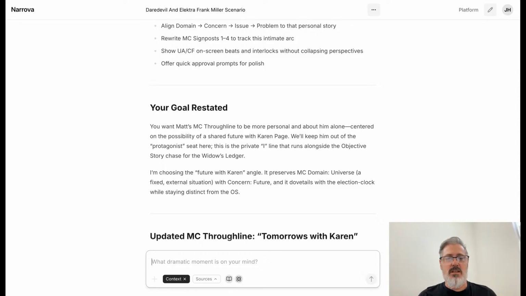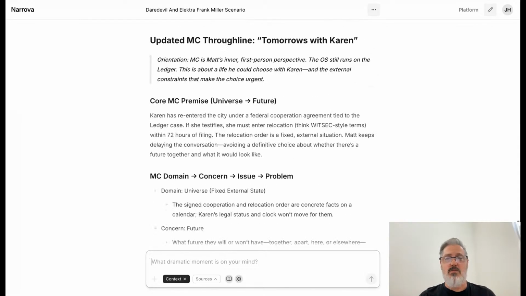So you want Matt's main character through line to be more personal about him alone, centered on the possibility of a shared future with Karen Page. We'll keep him outside of the protagonist seat here. This is the private eye line that runs alongside the objective story chase for the Widow's Ledger. And so it's rewriting that aspect of the story form with the idea of tomorrows with Karen.